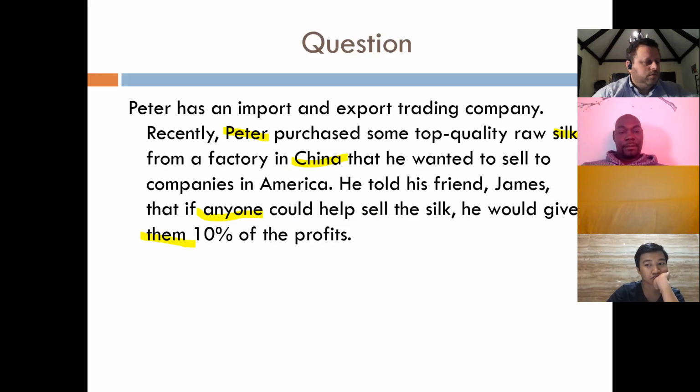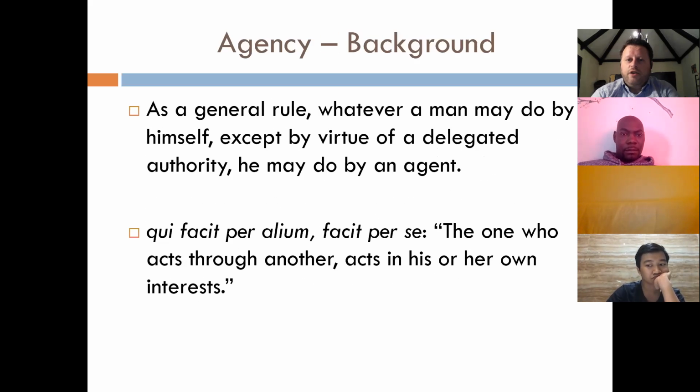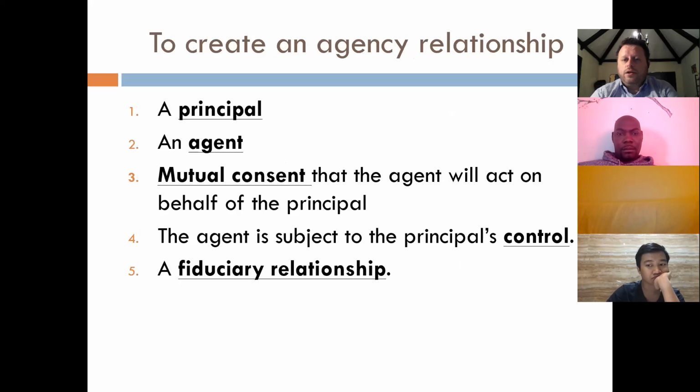Could be. So definitely what I want is, I want to know the law. How are agency relationships created? We already have some information that you need to know. The first thing we need to know is, is there an agency relationship? And to know that, we need to understand that there are 5 things needed to create an agency relationship.